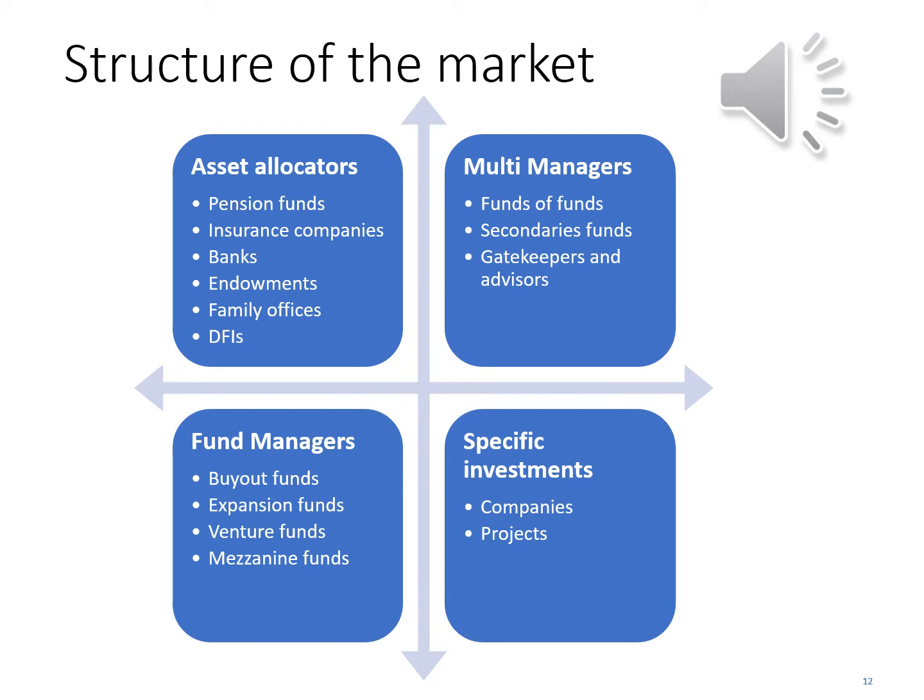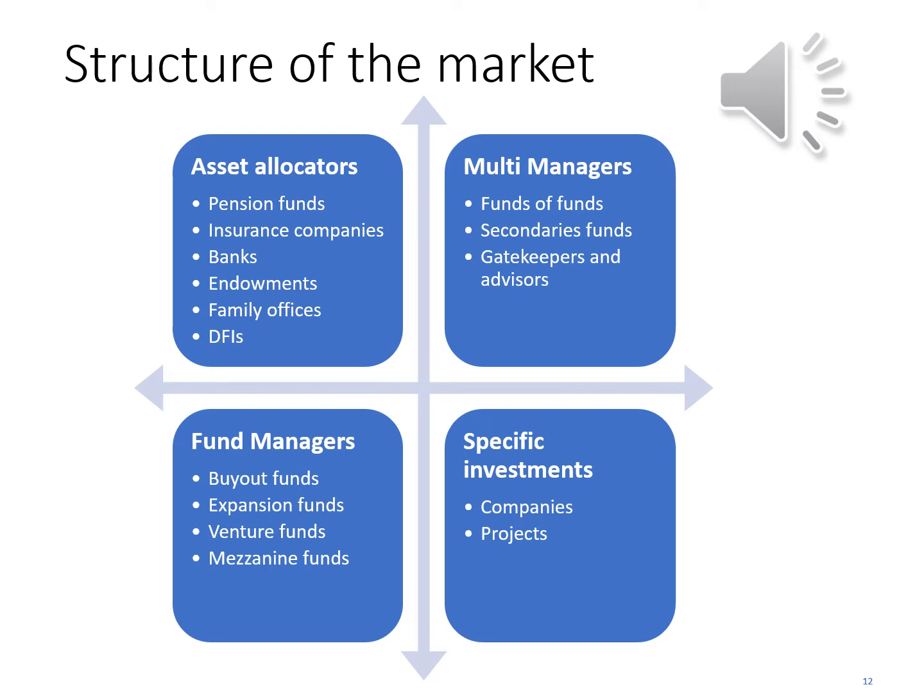And these are the fund managers, who we could then subdivide into the four categories of funds, which are buyout, expansion, venture, and mezzanine funds, which invest through debt. Who is the person putting the money into the fund managers? Well, these are the asset allocators. So these will include pension funds, insurance companies, banks, university endowments, family offices, and developmental financial institutions, as well as other entities, including private individuals.